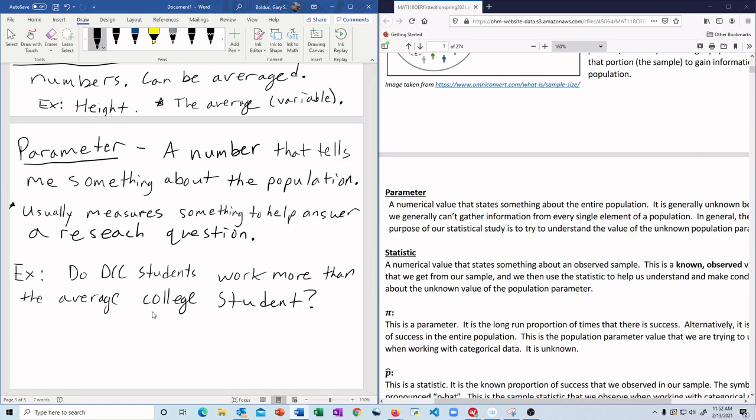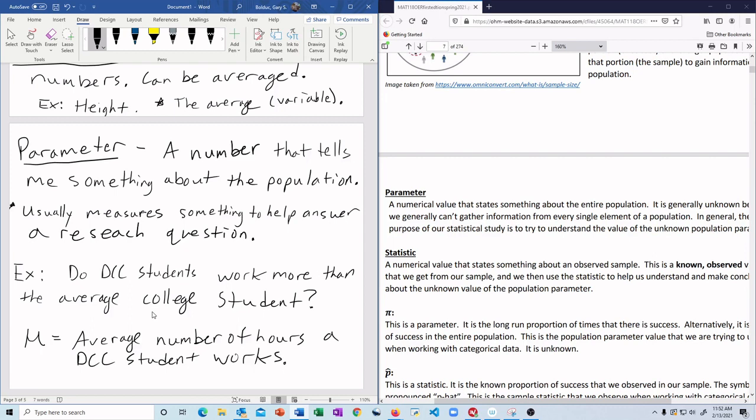Well, how would I answer this question? I would need to know about the DCC students. So first things first, my parameter needs to be about DCC students. Okay, so that's first things first. And then it has to be a number that would help me answer this question. And so what could that be? It could be mu. I see the word average. Mu is the average number of hours a DCC student works. There you go. So, okay.